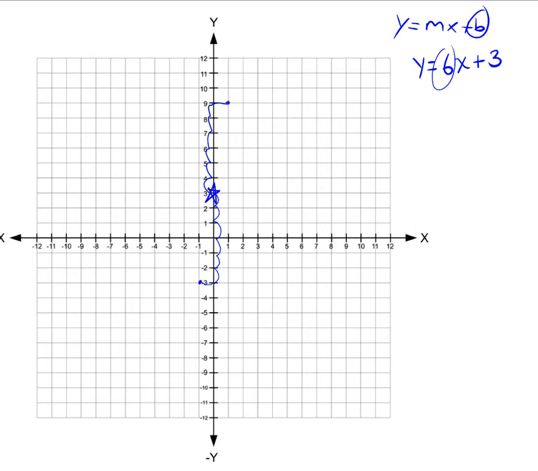So I'm just going to go ahead and connect those points. Bam. And then I'm just going to make it here too. Okay. And that right there is my line. I can go ahead and draw it like that, and that's my line for y is equal to 6x plus 3. All right, let's go ahead and try another one.